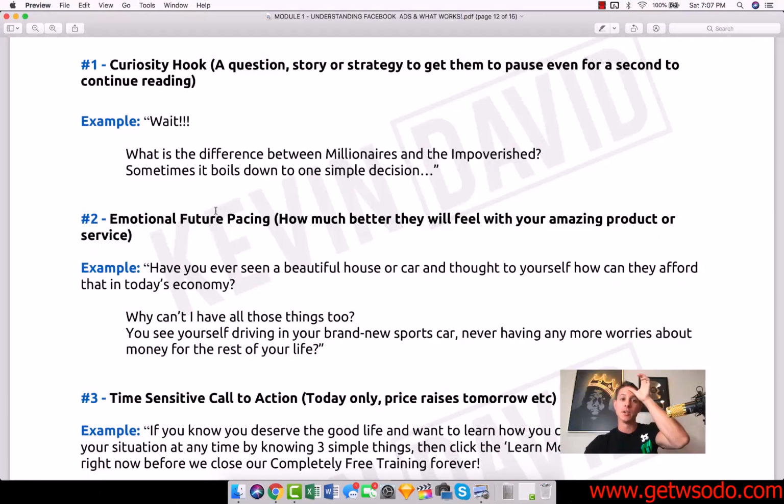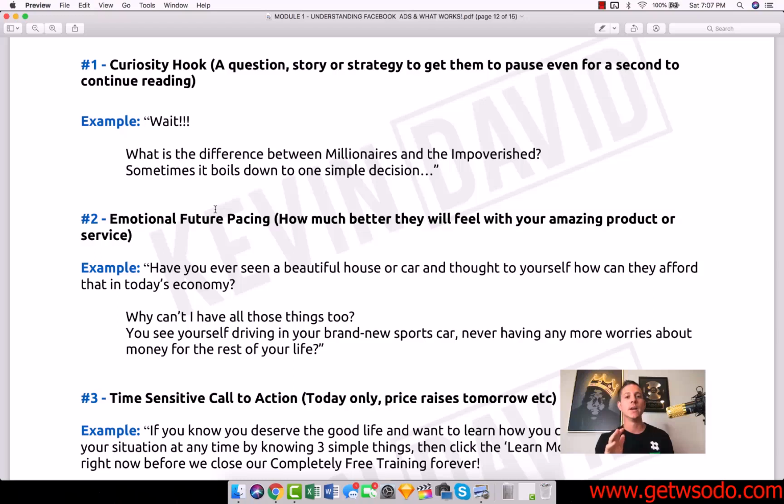The curiosity hook, right? A question, a story, really a strategy just to get them to pause even for a fraction of a second when they're scrolling in their Facebook feed, right? I see a lot of ads, and I've used a lot of ads myself, that start with "wait," right? Because "wait" just plays into human emotion. When you see "wait" or you hear it, right? You pause and you look and you stop even for a fraction of a second.